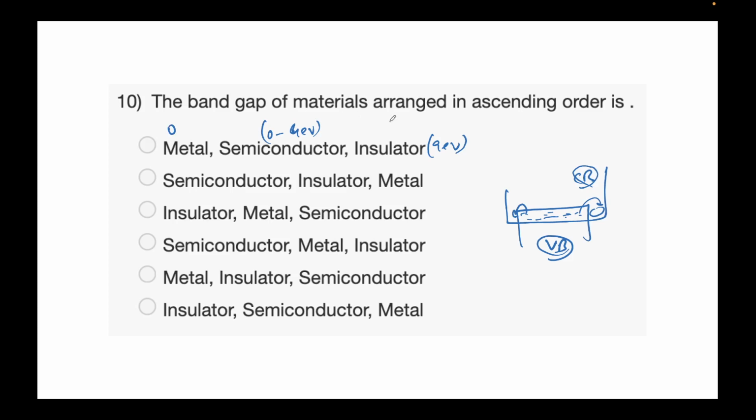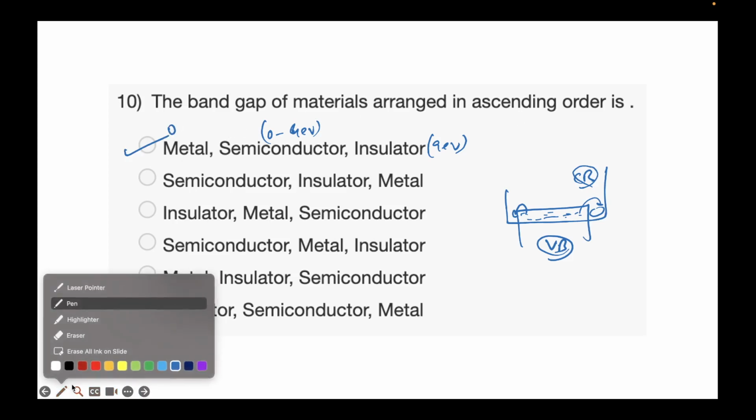So the band gap of materials in ascending order: metal has the lowest band gap, then semiconductor, then insulator. So option A will be your correct answer.